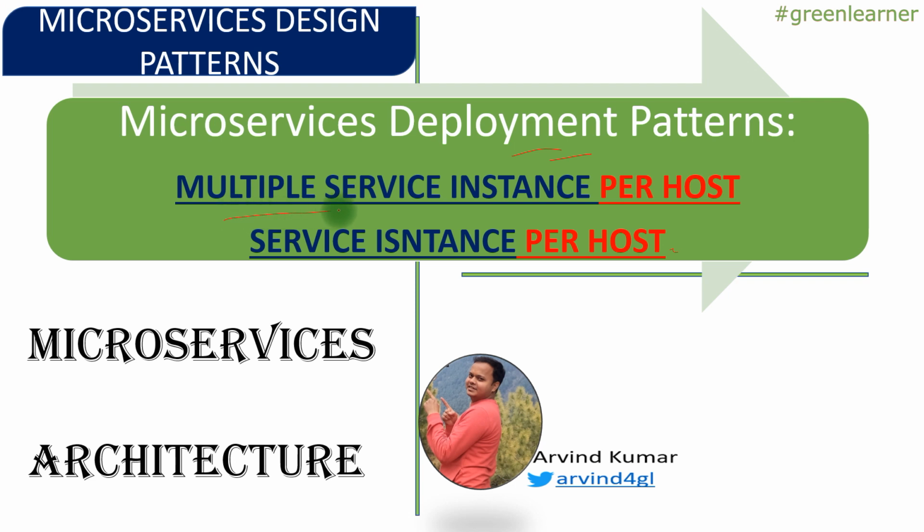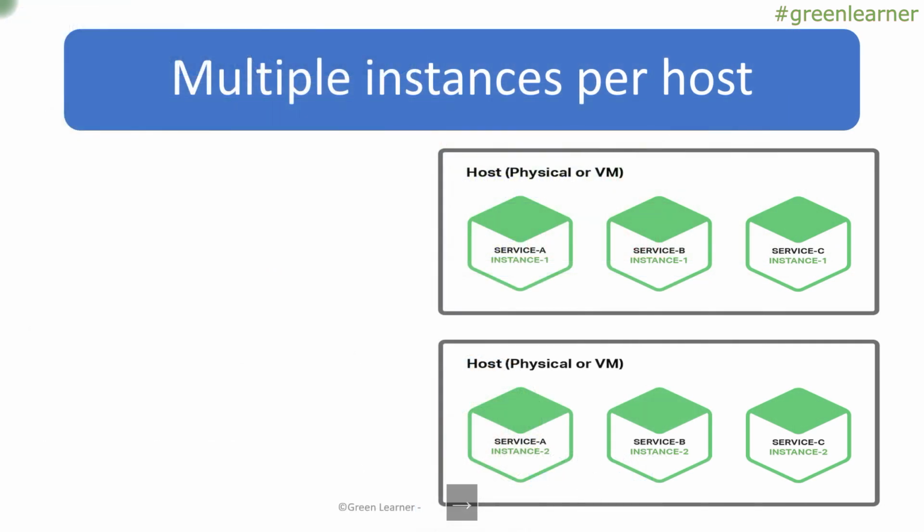First among which is multiple service instances per host, and second is service instance per host. So let's go ahead and understand one by one. First one is multiple instances per host. It is a traditional approach that is followed when we deploy multiple instances of a service on a single host. If you see this diagram, it is very clear.